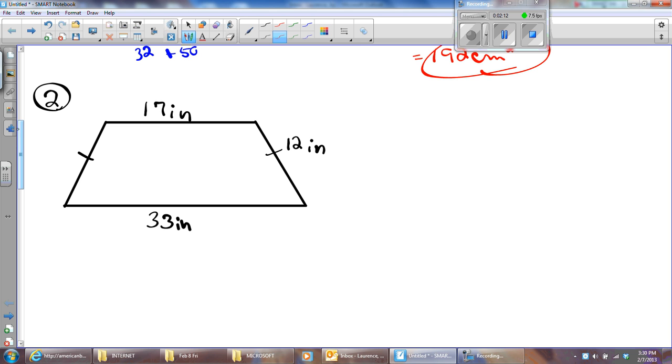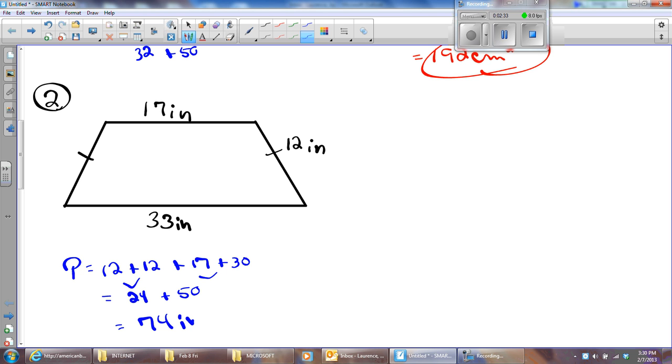Let's look at this one here. Perimeter should be simple enough. Let's do the perimeter. Looks like we're going to get a 12, a 17, and a 30. I know that's 24. I know that is 50. And it looks like my perimeter is going to equal 74 inches. Okay. Now, hopefully you're noticing that you cannot do the area of this because we don't have the height.